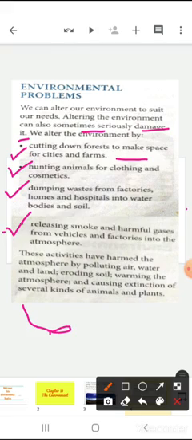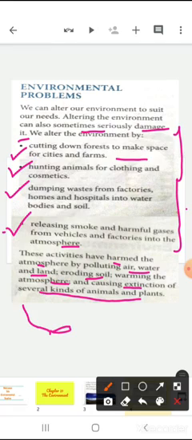Next, releasing smoke and harmful gases from vehicles and factories into the atmosphere. These are the four main problems which the environment is facing, and all these activities harm the environment. They cause air pollution, water pollution and land pollution, eroding soil, warming the atmosphere, causing extinction of several kinds of animals and plants. Extinct means several kinds of animals and plants are no longer found.